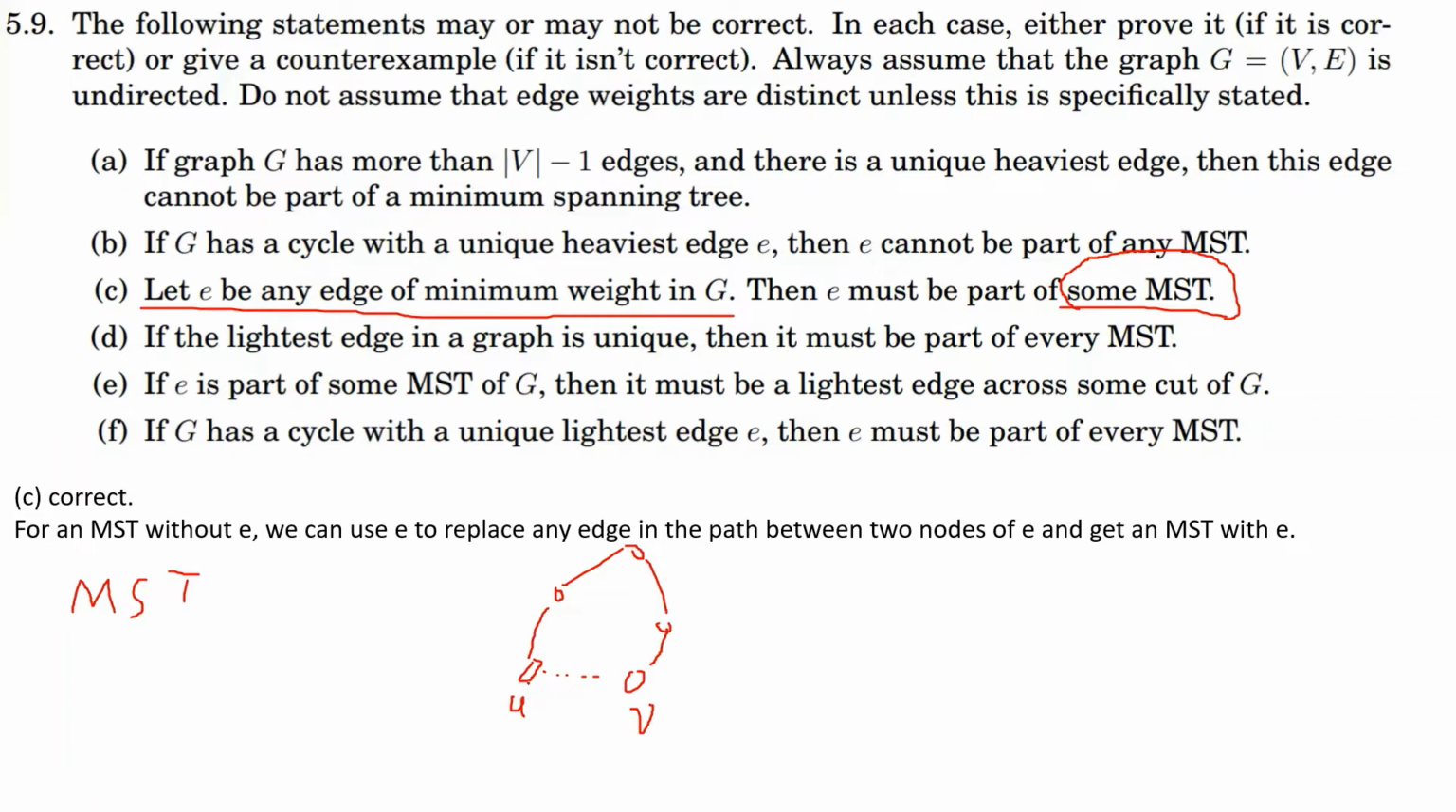We can first find the path from U to V, and then because E has the minimum weight, you can replace any edge on the path with E. So actually all the edges on the path should have the same minimum weight. And so you just replace, for example, I delete this one and I add E. And it's another MST with E. So you can always construct an MST like this. So E must be part of some MST.